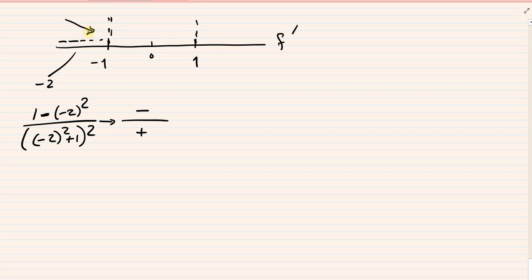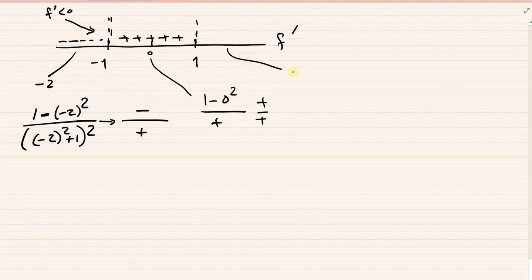So the function is decreasing. The slope of the tangent is negative, f prime negative. Between negative 1 and 1, remember there are only two critical numbers here, negative 1 and 1. This is just my reference point on the number line, 0. So pick 0. My test point is 0. So I get 1 minus 0 squared over a denominator that is always positive. So that's positive over positive. It's going to be positive.